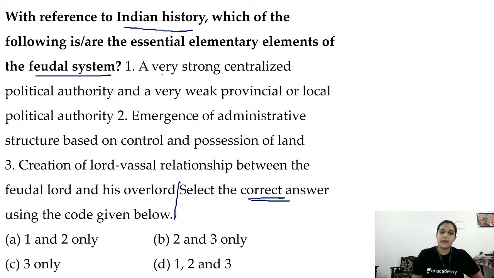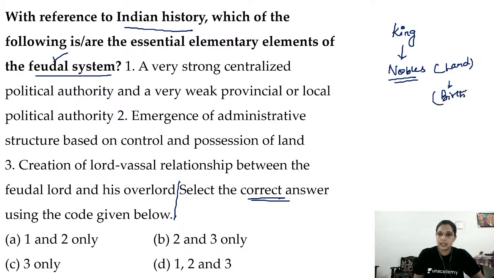First statement, a very strong centralized political authority. What is a feudal system? In the feudal system, you will have a king. Under the king, you will have someone called nobles. Those nobles can be of any kind, some based on land, some based on birth. Okay, so it can be anything. So under the king we have nobles or feudal lords. Nobles can also be called feudal lords. And then you have common people. So in the feudal system, this is how it works. You have a king, you have common people, and you have nobles.